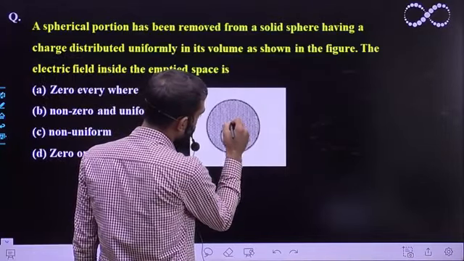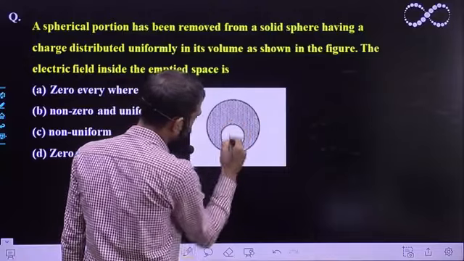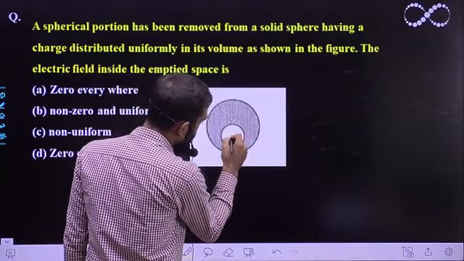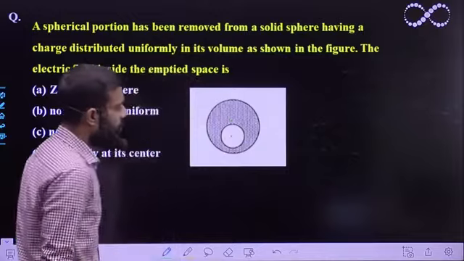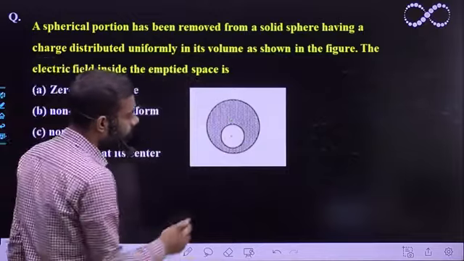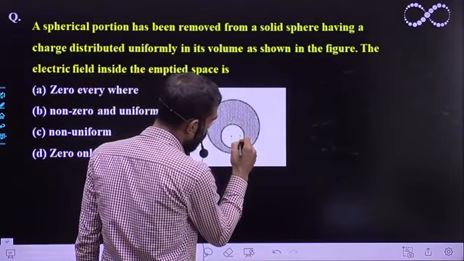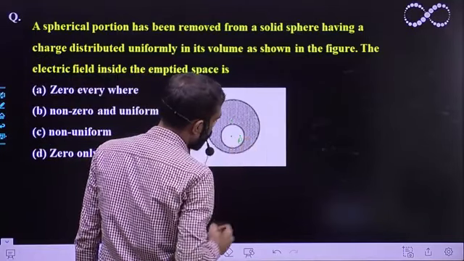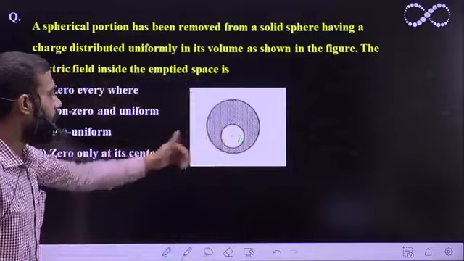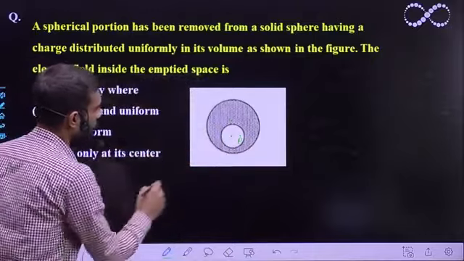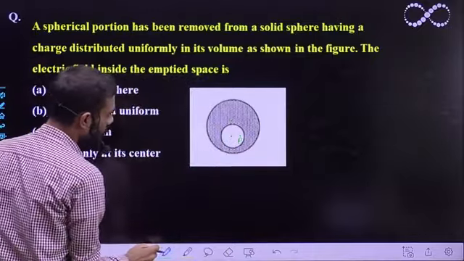Let us assume the center of the bigger sphere is here and the center of the smaller sphere is here. Okay, so I am taking any random point here, and I am calling it P. So I am trying to find what is the electric field at point P.